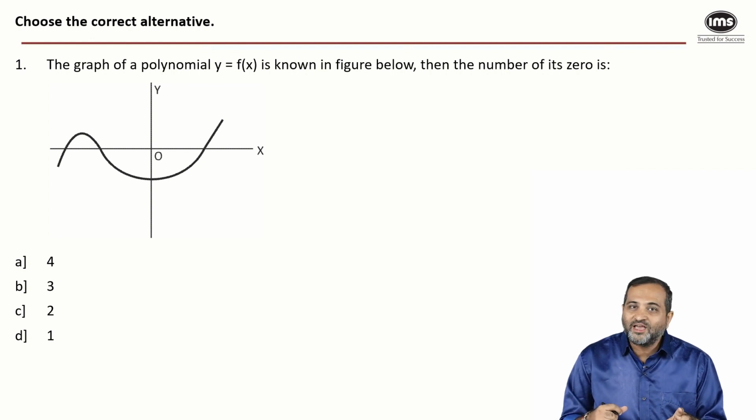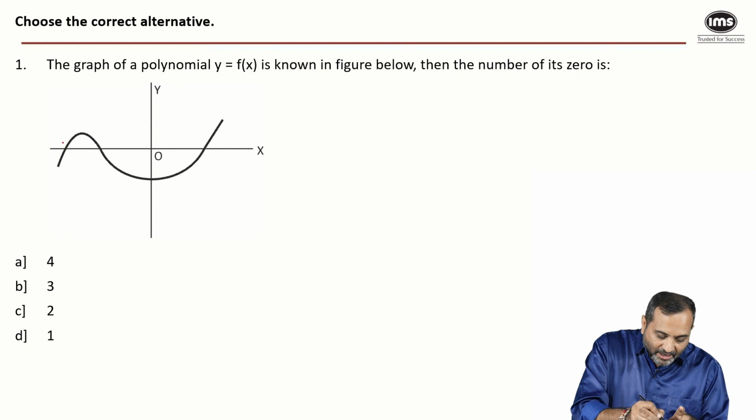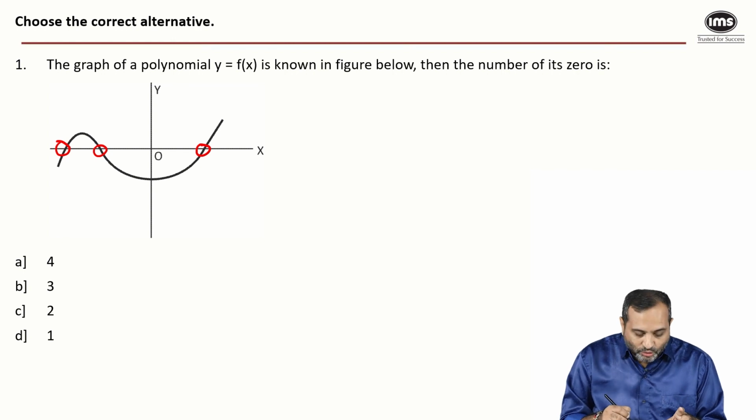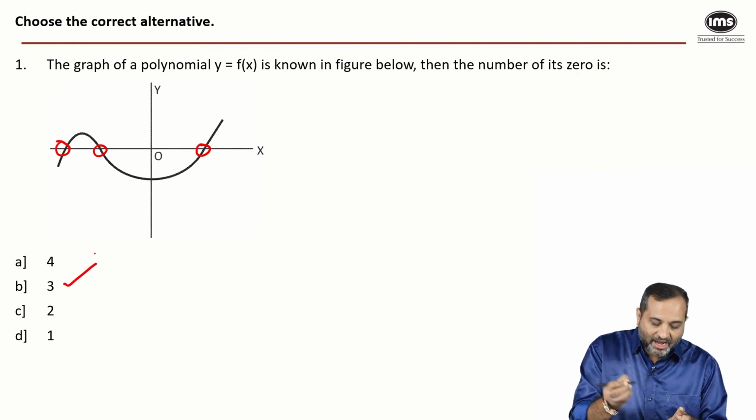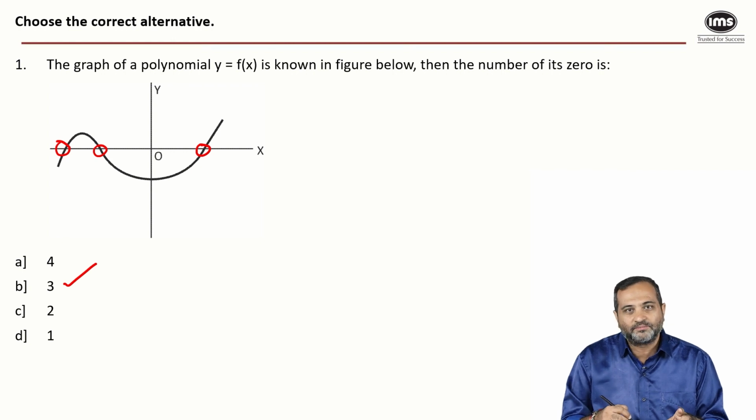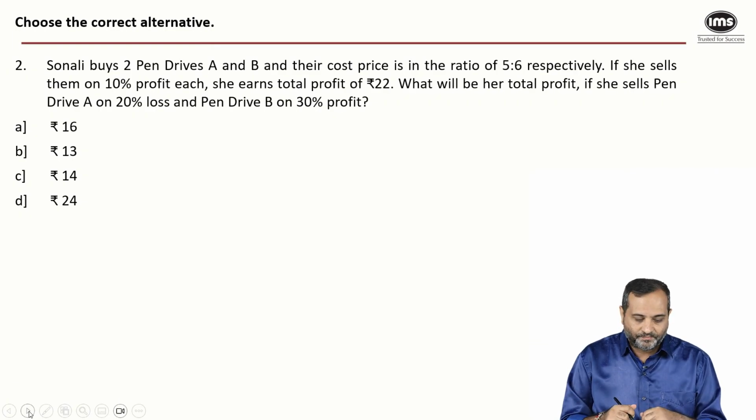So if I look at the given graph, can I say 1 point, second point and third point? These are the three values when my function is 0. Hence, the number of roots are 3, or we can say the number of zeros are 3, and hence the answer is second option. Let's look at the next question.